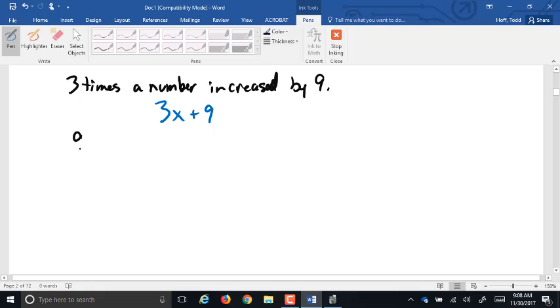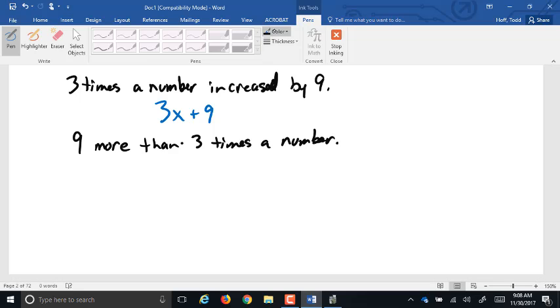How about this one? 9 more than 3 times a number. 9 plus 3x or 3x plus 9. Either way. So it's basically the same thing, isn't it?